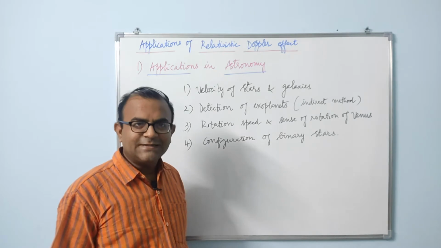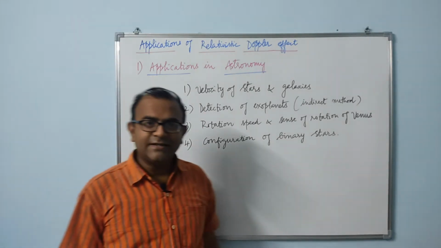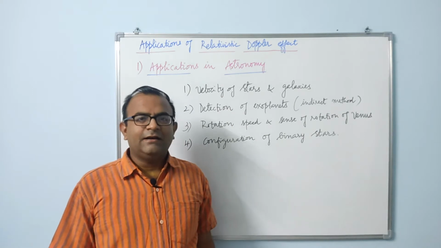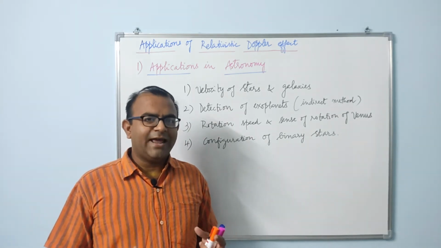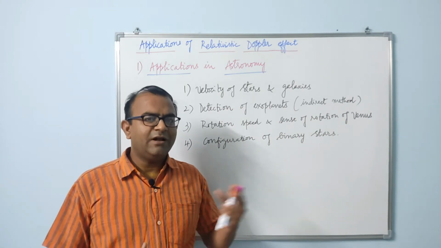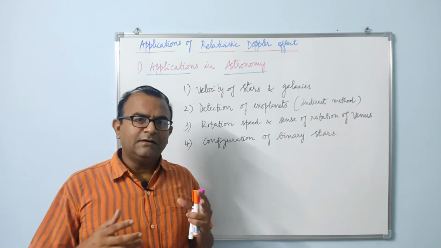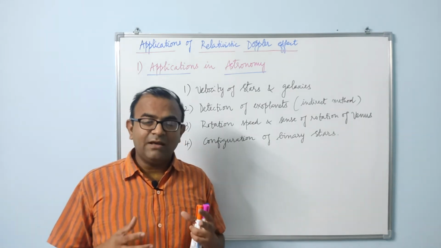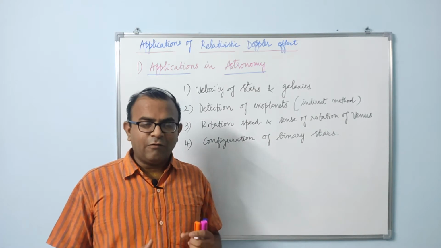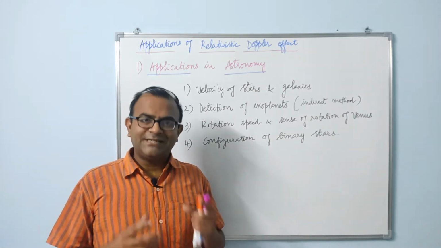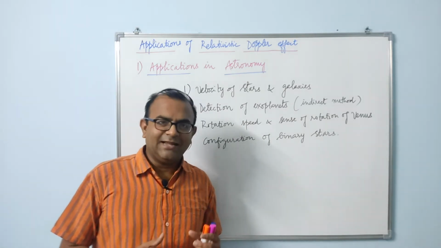Let us proceed to discuss applications in astronomy. The first application is velocity of stars and galaxies. The Doppler effect helps us to understand whether a star or a galaxy is moving towards us or away from us. That is, the speed of approach or recession of certain stars and galaxies can be easily found out using the Doppler shift in the spectrum of such stars and galaxies.